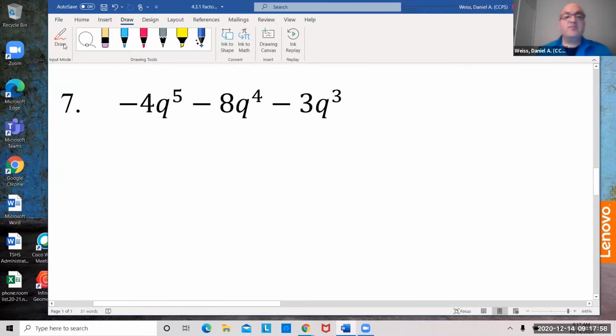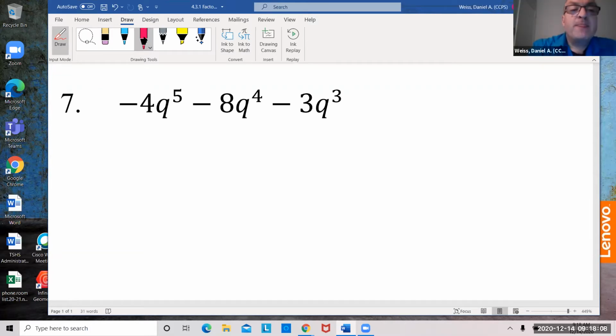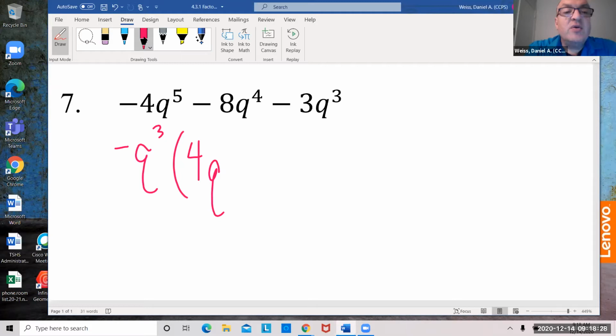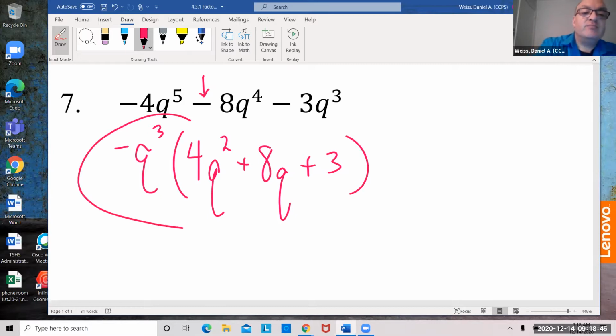All right, over here, when you have negative and negative and negative, it's easier to just take out the negative. I'm going to take out the negative. How many Q's are common? 3. I'm going to take out Q to the 3rd. What's left? 4Q to the 2nd plus, since I took out a negative, that's going to become a plus right there, 8Q plus 3. There's nothing else you can do with that. You're done.